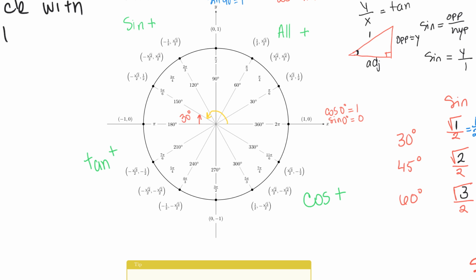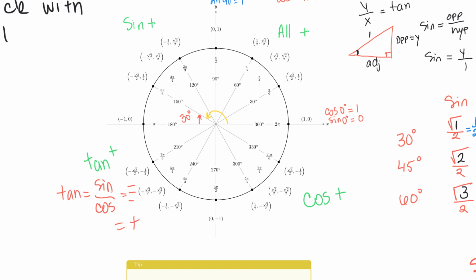In the third quadrant, both x and y are negative, so both sine and cosine are negative. But when you do negative over negative, then you end up with positive, which is tangent. Remember, the tangent is sine over cosine. Okay, so tangent is equal to sine over cosine, and both of them are negative, so it's negative over negative. You end up with a positive.